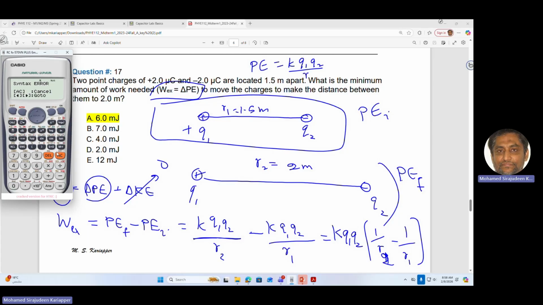I don't know. Let me look at it. Okay, right. 8.99. This one. I forgot to do the exponentiation. Is it exponentiation? No, that is correct. 8.99 to the power 9, 2 times 10 to the minus 6, minus 2 times 10 to the minus 6, multiplied by 1 over 1.5 minus 1 over 2.